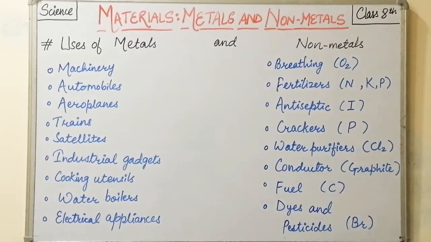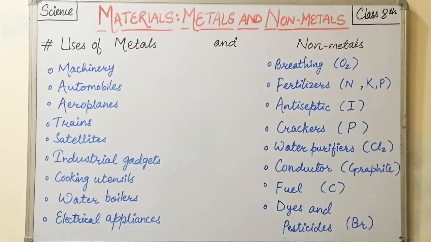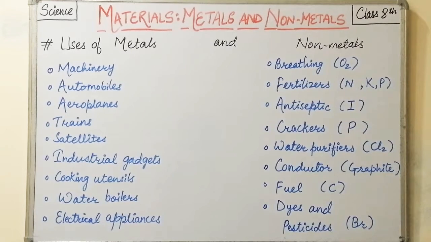Industrial gadgets are made with the help of metals. Then cooking utensils are made up of metals. Water boilers and different electrical appliances are made up of metals. And the reason why they are used in such places is obviously their physical and chemical properties. Depending upon their physical and chemical properties, they are used in different places as shown.